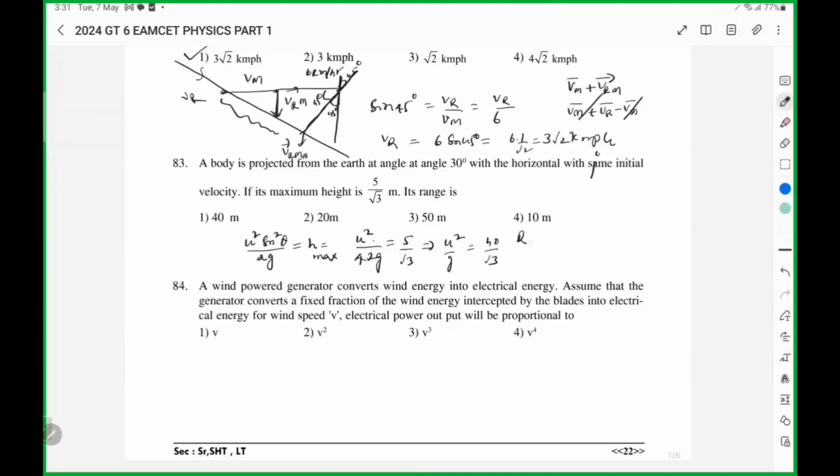So the range he is asking: range is u square sin 2 theta by g. u square by g is 40 by root 3. Sin 2 theta, 2 into 30, sin 60, root 3 by 2. That is 20 meters.